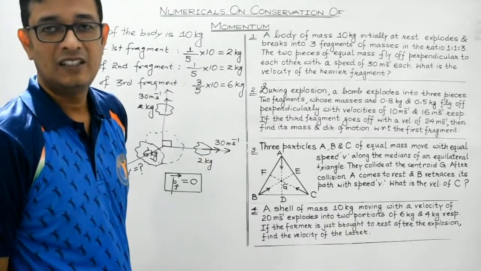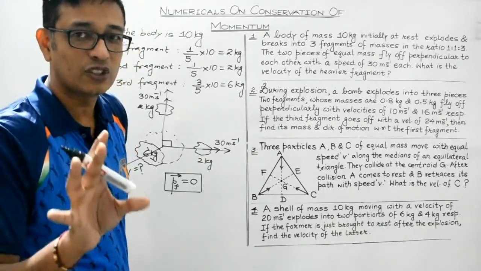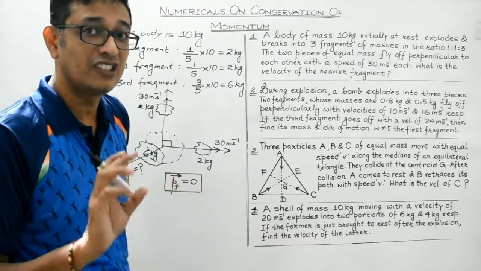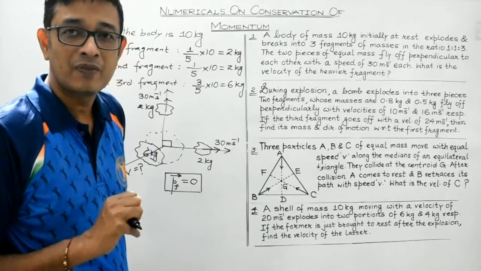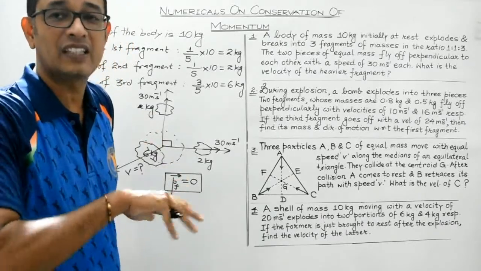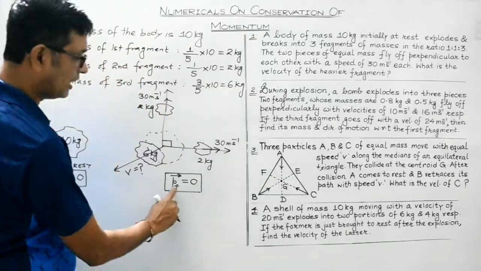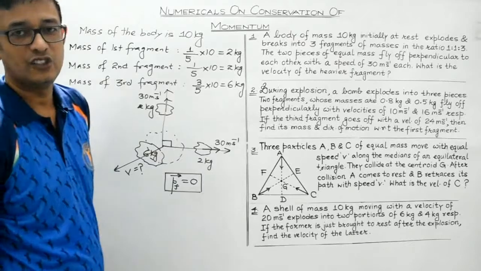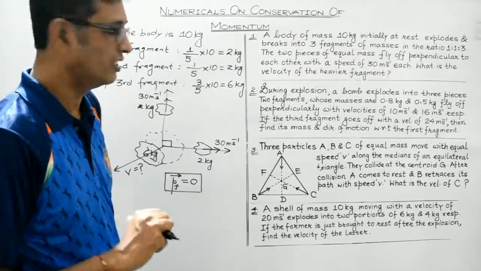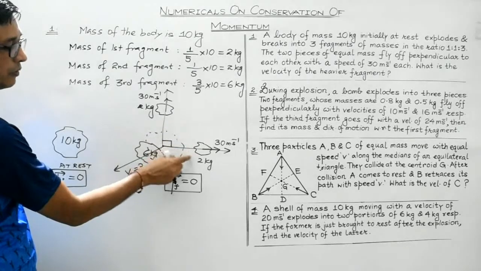Remember it. The body explodes due to some internal forces. Net external force acting on the body of mass 10 kg is 0. Therefore, as per the law of conservation of linear momentum, the initial momentum, which is 0, must be exactly equal to the final momentum, which must also be 0. So final momentum of these three bodies constituting the system must be 0. Right? That's the concept to be used over here. Now let us calculate the resultant of the momentum of these two.